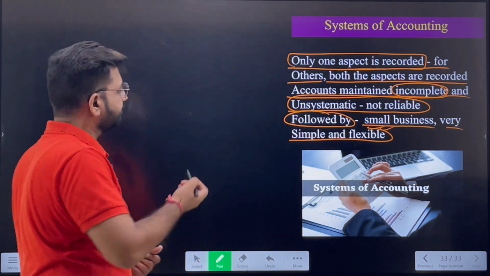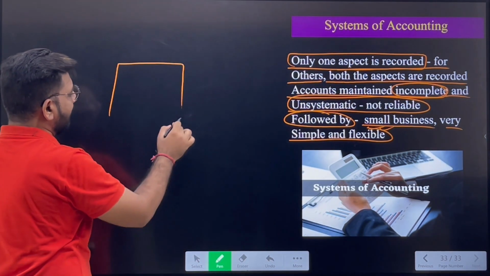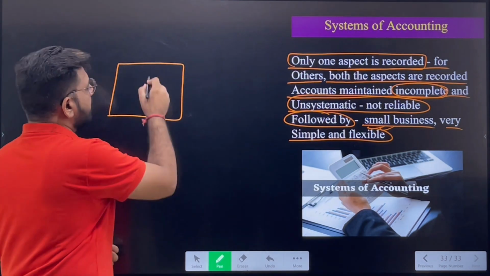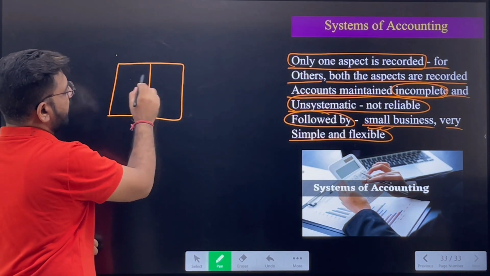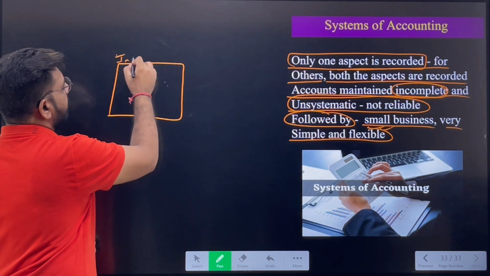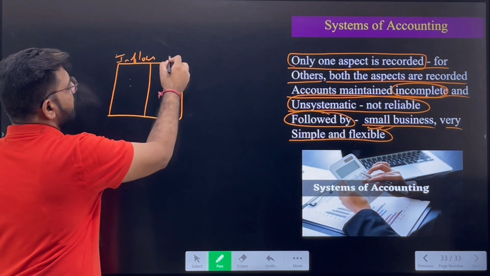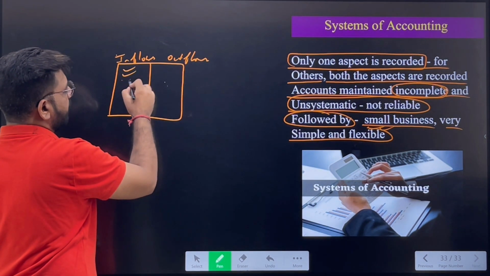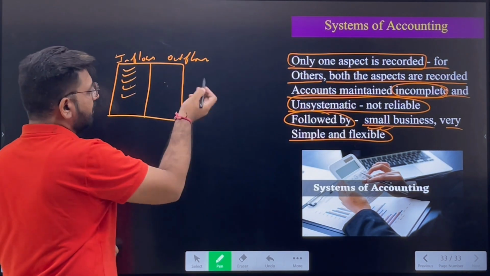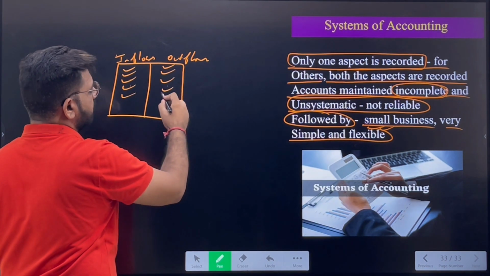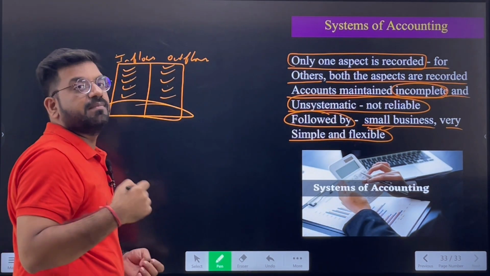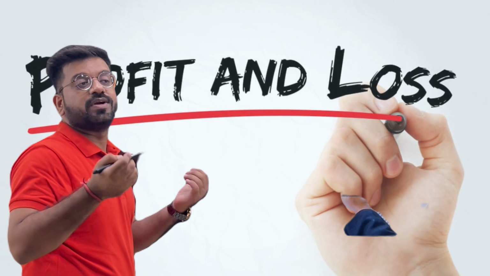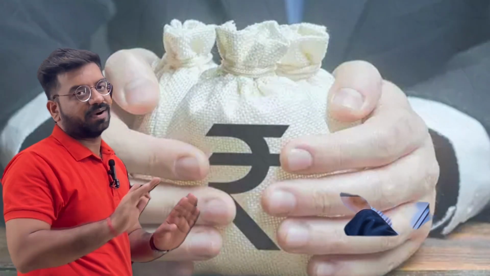What you need to do is simply maintain a diary in which you write down the inflows. Suppose there are two parts of the diary. Here we write the inflows of cash, and here we write the outflows of cash. The amount of cash which is coming in is recorded on this side. The amount of cash which is going out is recorded on this side. Ultimately, at the end, we will be able to know the profit or the loss, the balance of the cash only, nothing apart from that.